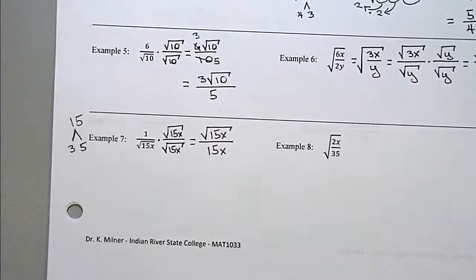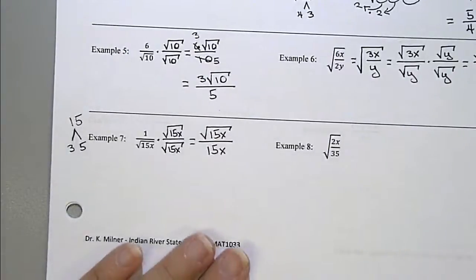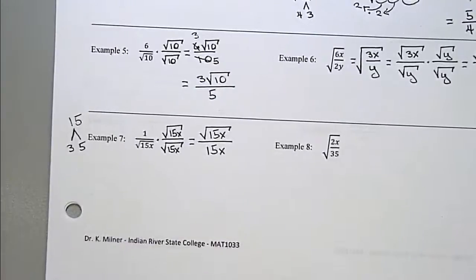All right, look at this next one. Will it reduce before we take it out from under the radical, before we split the radicals out? Will 2 over 35 reduce? Can we reduce that fraction? No. 35 is not an even number. It's not going to divide by 2.